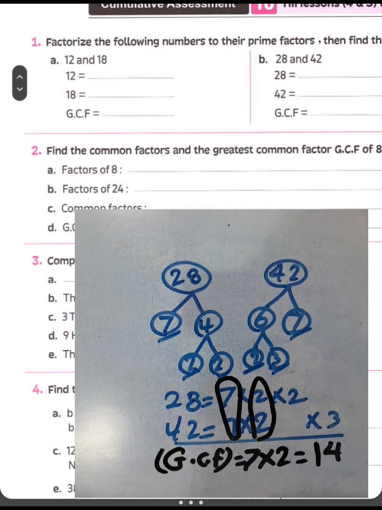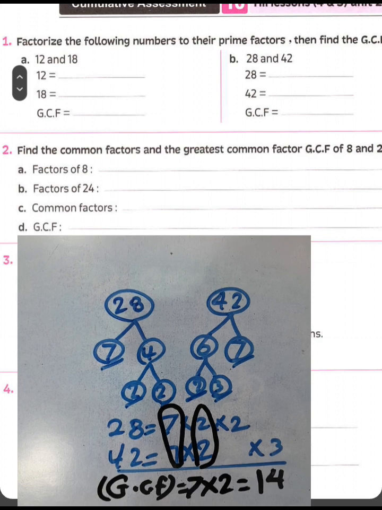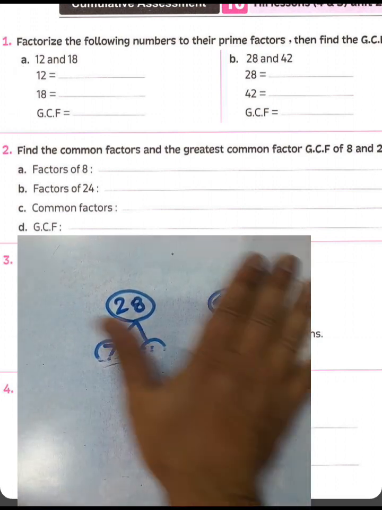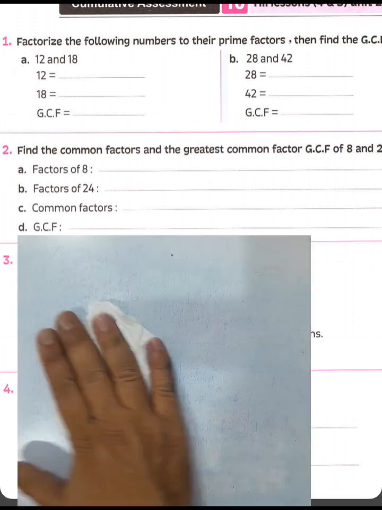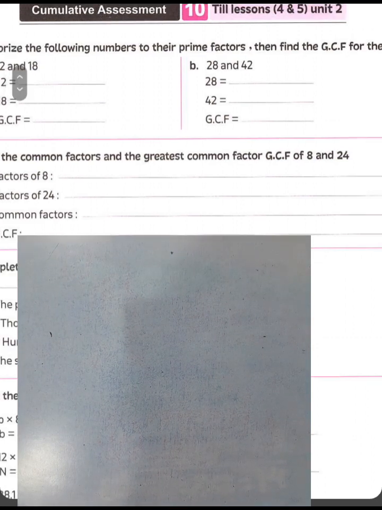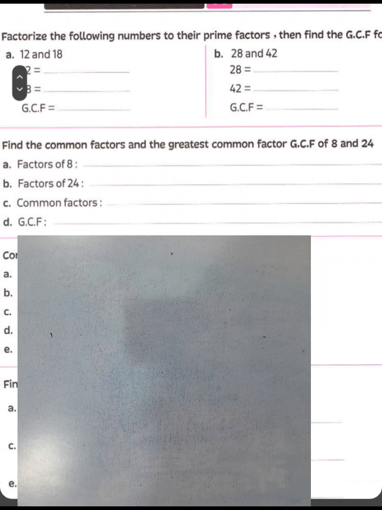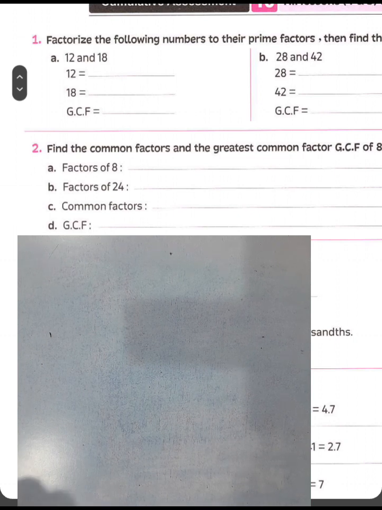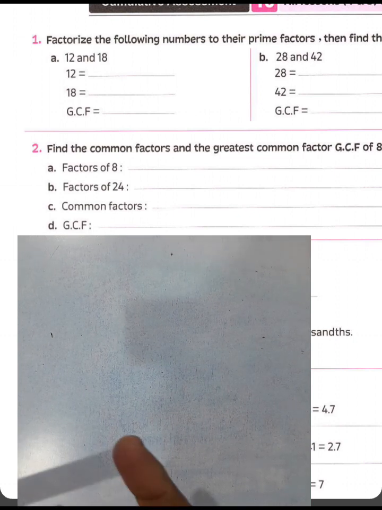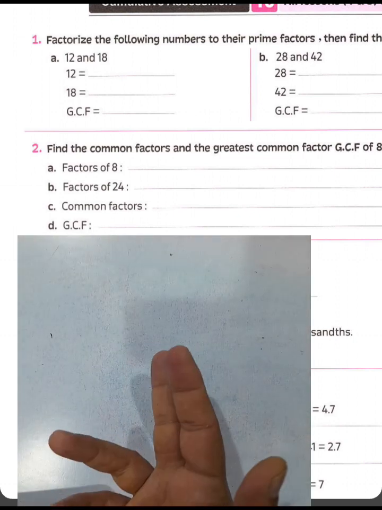Next, question number 2. Find the common factors and the greatest common factor of 8 and 24. Factors of 8. In this example, we can use factorizing. We want to find what? Factors of 8. It will be 1 and 2 and 4 and 8.